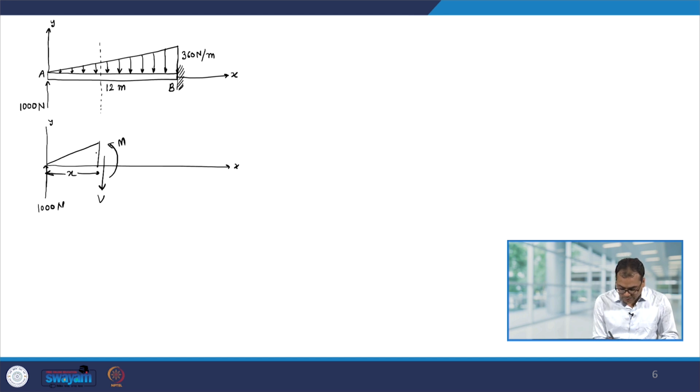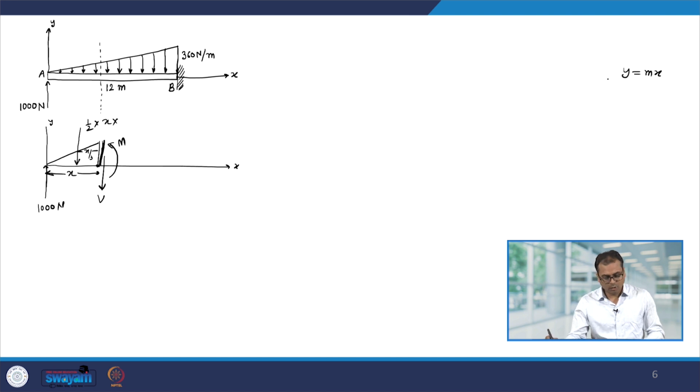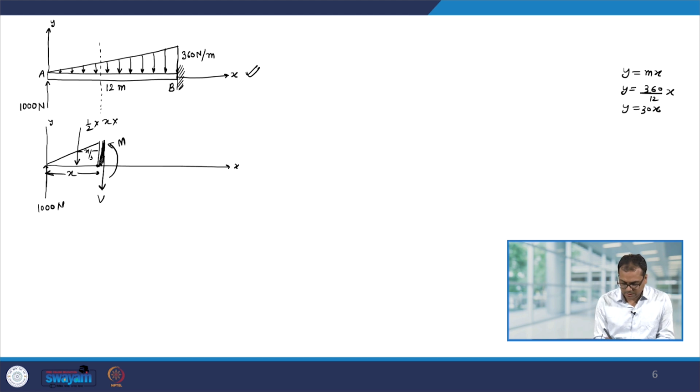Now, from a distance of x by 3 from the right side, the entire weight of this section is going to act and it will be 1 by 2 into x into this height. Now, this height I can find out using the equation y equal to mx, where m is the slope and this m I can find out from the entire beam. So, y is equal to m is 360 divided by 12 into x. So, therefore, y is equal to 30x. So, therefore, this is 1 by 2 into x into 30x, equal to 15x square.